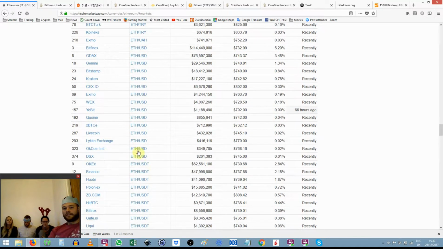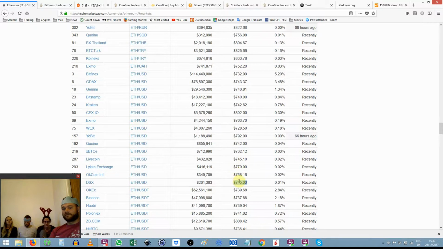And then the worst one, so this will give you a good example, DSX, I don't know what exchange that is, but it's only got $261,000 today. The price is 745, which is already higher than this one. And it's only 0.01% of the volume of the Ethereum market. So you stay away from that exchange. It's probably like a dodgy exchange anyway. Maybe it's a grey exchange, but it hasn't got much volume.